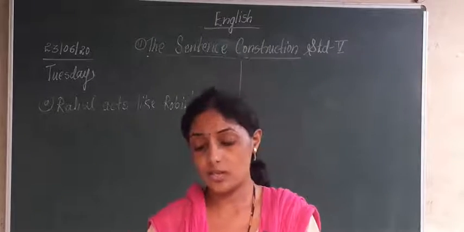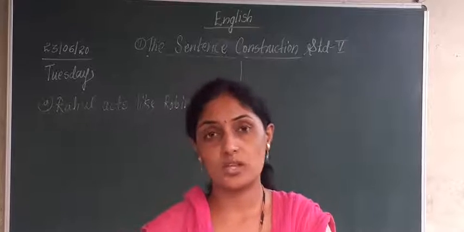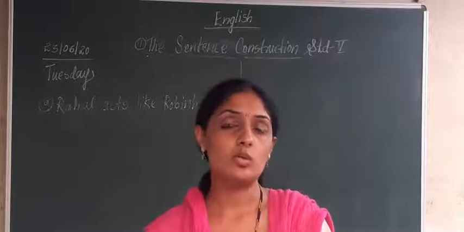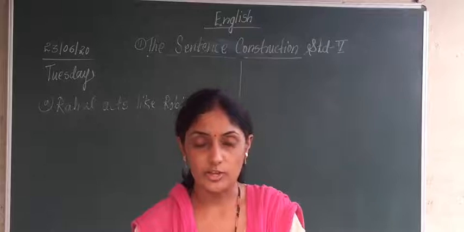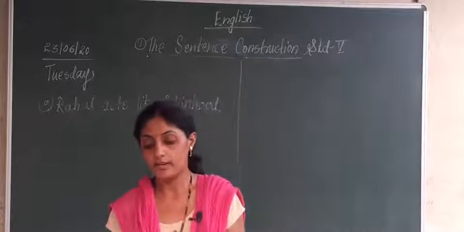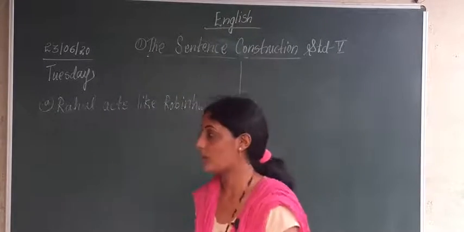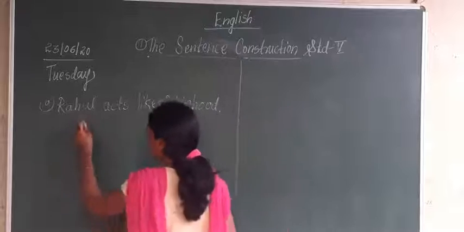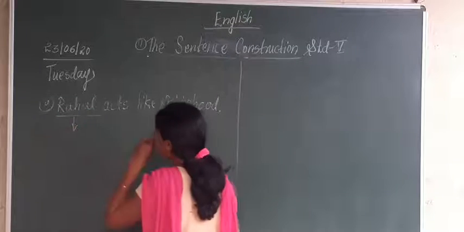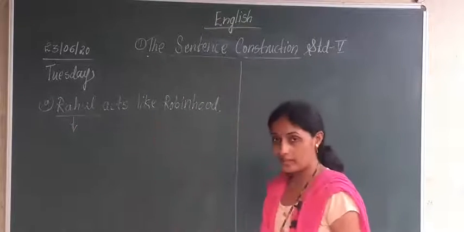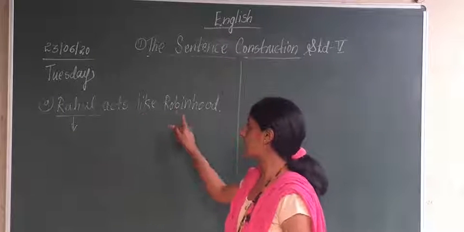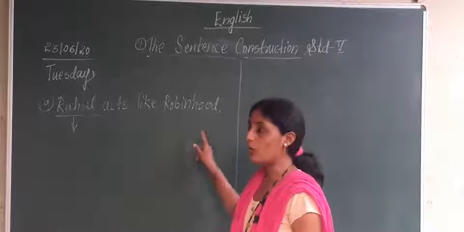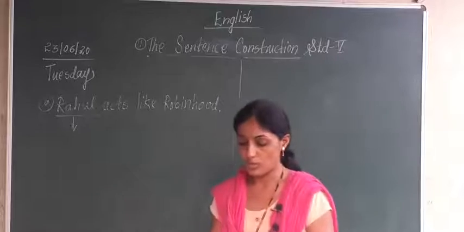Now Rahul is the what? Rahul is the person who is doing the action. He is the doer of the action, okay? And therefore Rahul is the subject of the sentence. He is doing the acting of whom? Rahul is doing the acting of Robin Hood. Correct or not?